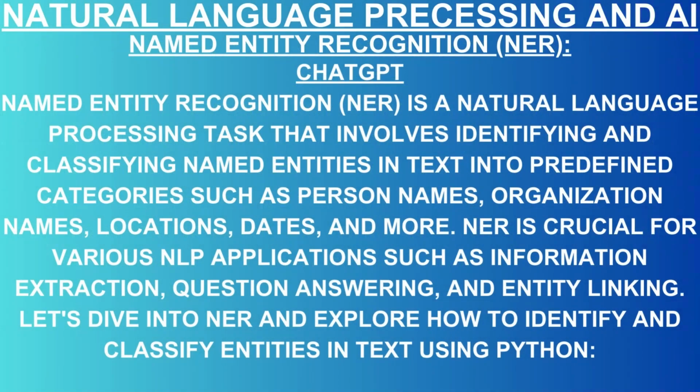Named Entity Recognition (NER). Named Entity Recognition is a natural language processing task that involves identifying and classifying named entities in text into predefined categories such as person names, organization names, locations, dates, and more. NER is crucial for various NLP applications such as information extraction, question answering, and entity linking. Let's dive into NER and explore how to identify and classify entities in text using Python.